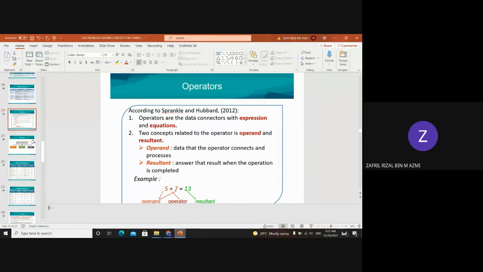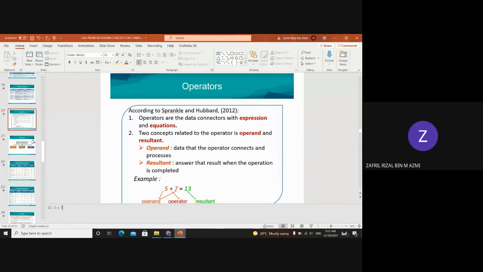So C ni tak boleh lah. Most probably answer, for example. But let's say the question asks you to use C. The requirement of the question asks you to use C. So you must use C. Jangan cakap tak boleh pula kan. Requirement kan. So this is how you do it. So this is a standard equation that is understandable by the computer.